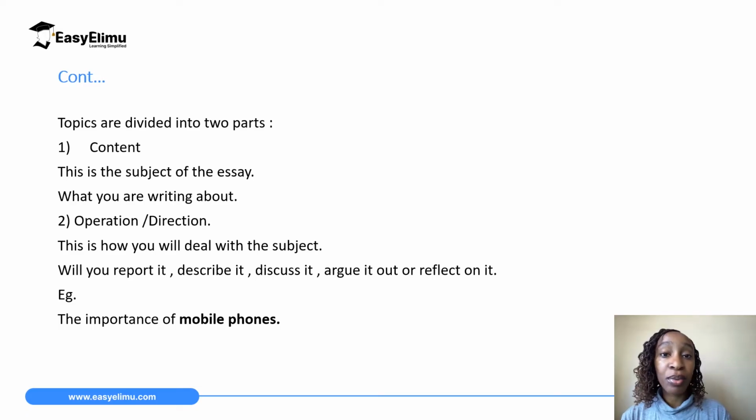So let us take an example of that statement: the importance of mobile phones. So mobile phones in that topic, we can call that the content. That is what your essay will be about. Whatever you're going to write will be about mobile phones. So how are you going to talk about it? Will you report? Will you give points of why mobile phones are important? Will you describe what a mobile phone looks like? Will you discuss? Will you argue and give the advantages and the disadvantages of mobile phones? That is what we call the operation. How will you approach this topic?